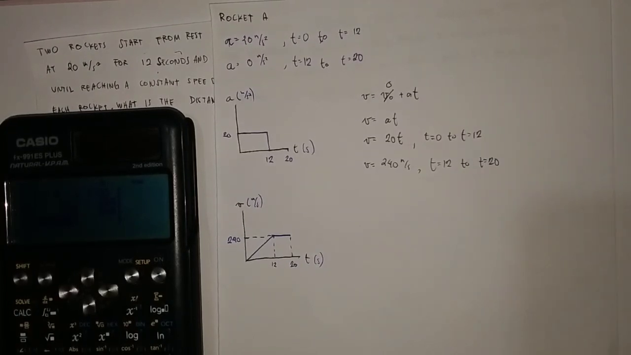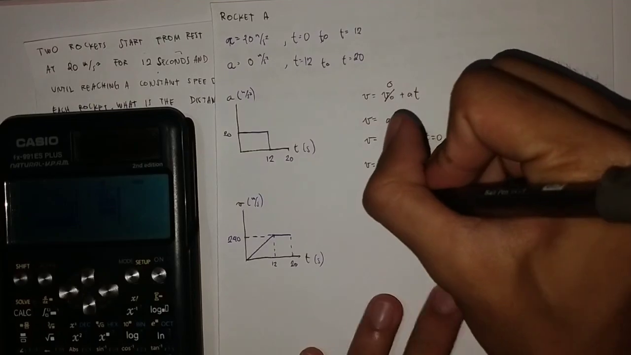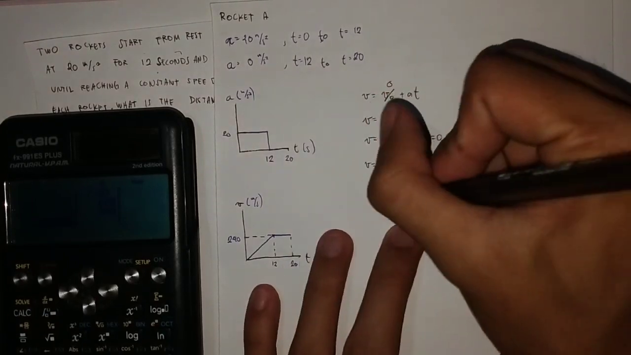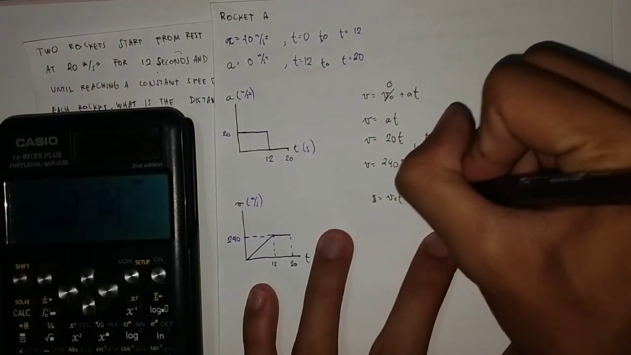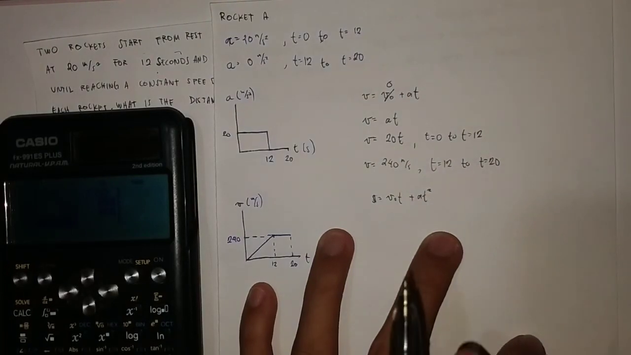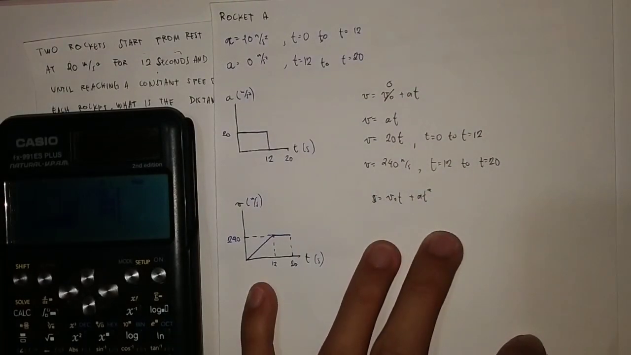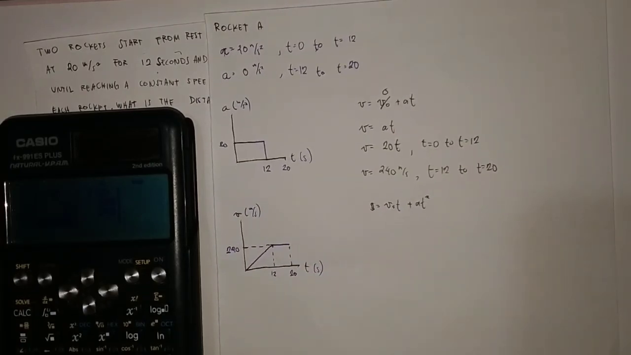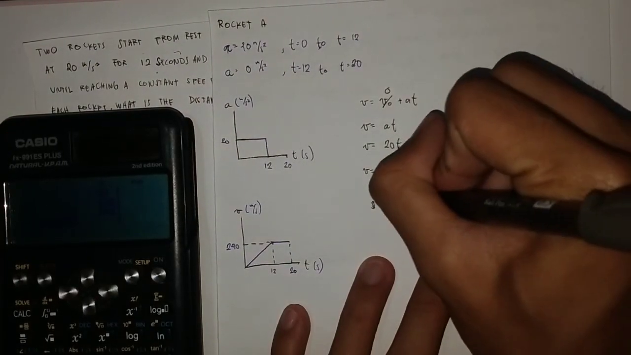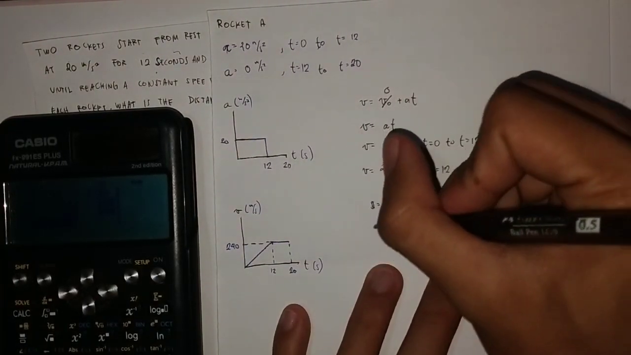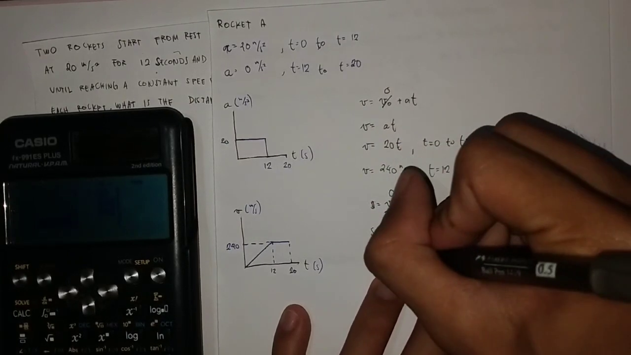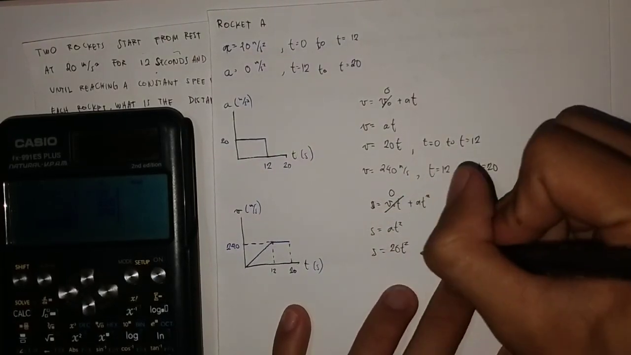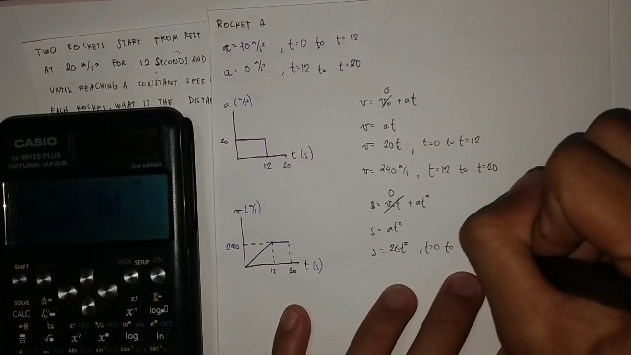Then we need to find its displacement, S. We have the formula S equals V sub 0 t plus AT squared. Again, we're using the kinematic formula since there is a constant acceleration here. Again, 0 is the initial velocity, and then S equals AT squared. S equals the acceleration of 20 times t squared. That is for t equals 0 to t equals 12.